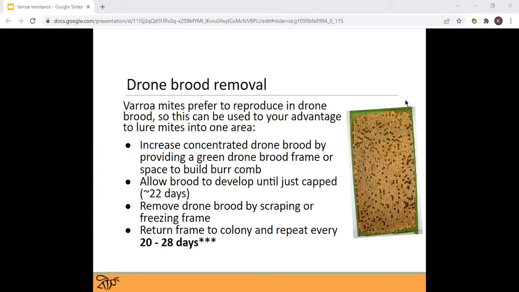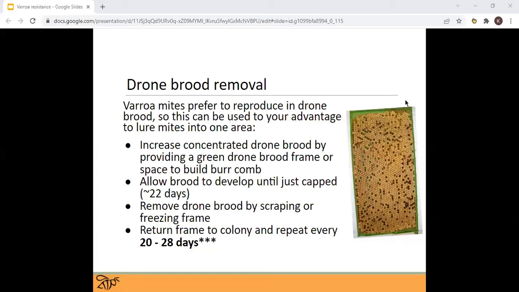Getting into actually what these are, the first cultural control method I'm going to talk about is drone brood removal. We know from Glennis's talk and Varroa mite biology that Varroa mites prefer to reproduce in drone brood because of the longer development time. They spend a few more days underneath the cappings than worker bees do when drones are developing, and that allows Varroa to get an additional reproductive mite out of the equation. And they know that, so they target drone brood. Beekeepers can use this to our advantage and turn drone brood into a Varroa trap.